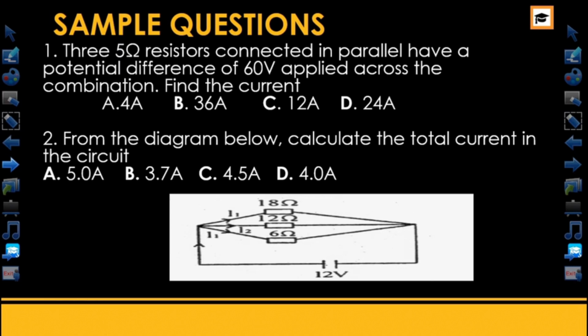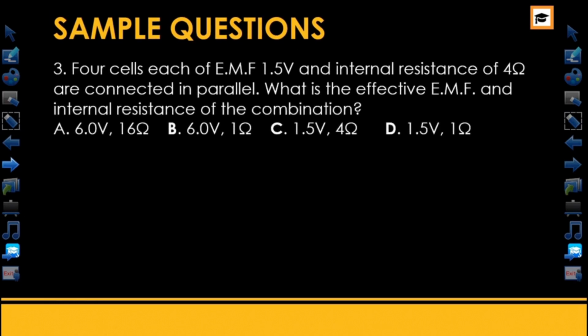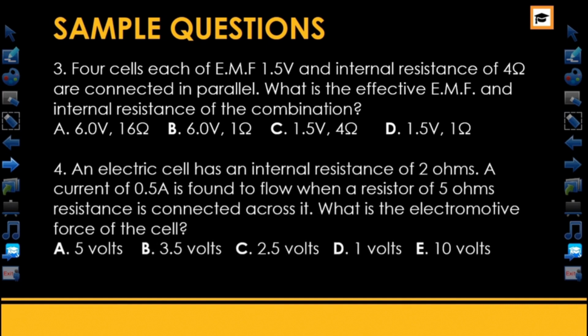Question number 3 says 4 cells, each of E.M.F 1.5 V and internal resistance of 4 ohms, are connected in parallel. Now, what is the effective E.M.F, and also the internal resistance of the combination? Question 4. An electric cell has internal resistance of 2 ohms and a current of 0.5 ampere is found to flow when a resistor of 5 ohms is connected across it. Now, what is the electromotive force of the cell?